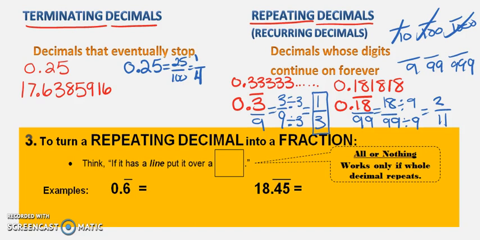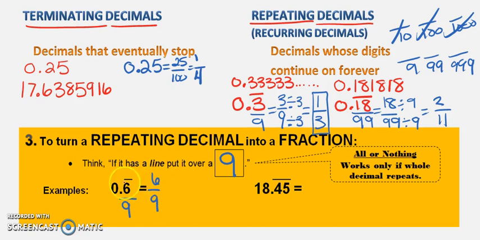Let's go ahead and write this down on our golden notes page. Rule number 3, to turn a repeating decimal into a fraction. Think, if it has a line, put it over a 9. In the example, 0.6 repeating, 6 has a line, so it needs a 9. So we can see 0.6 repeating is the same as 6/9. Now, of course, we always need to simplify whenever possible.